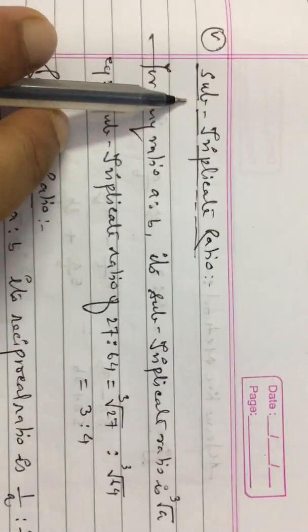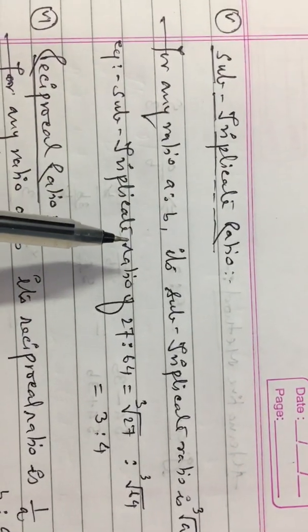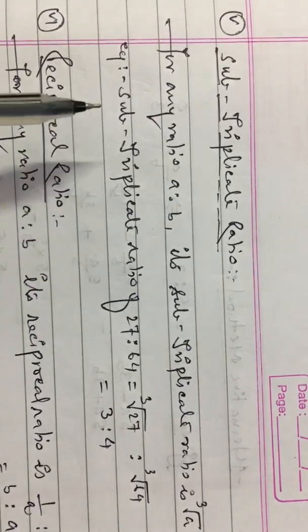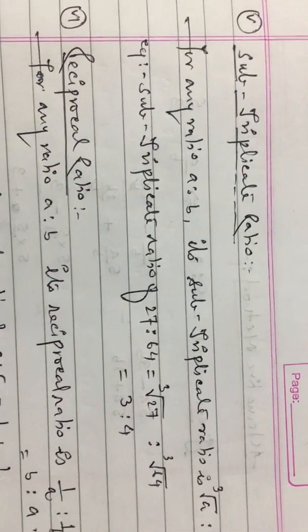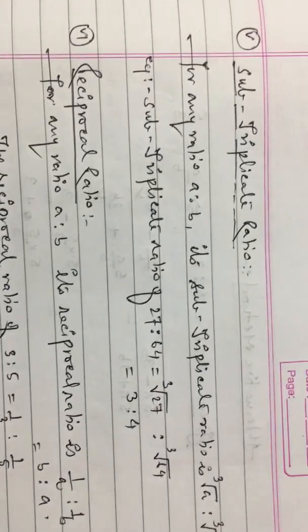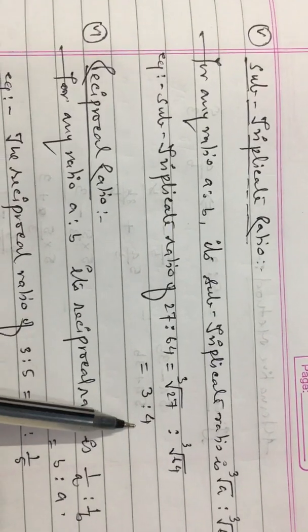Now see subtriplicate ratio. In case of subtriplicate ratio, we are just finding the cube roots. See the example. Subtriplicate ratio of 27:64. So cube root of 27 and cube root of 64, that is 3:4.